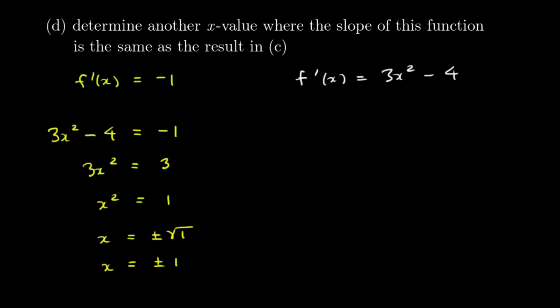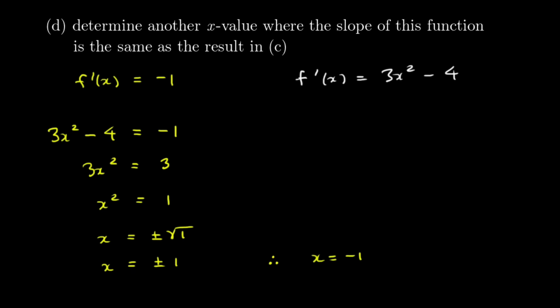So determine another x value where the slope of this function is the same as the result in, I guess, parts B and C. Of course, that is going to be x equals -1. And it's not asking for coordinates or anything here, so we can just list the x value.